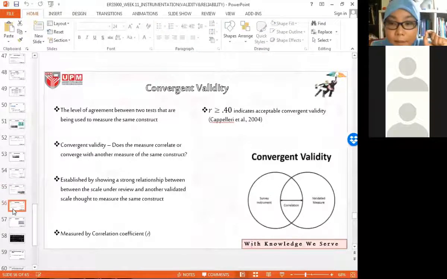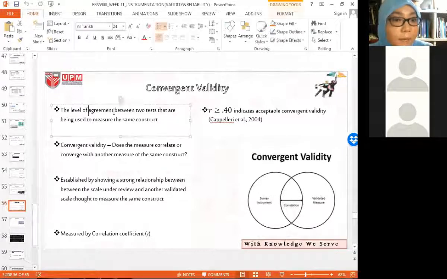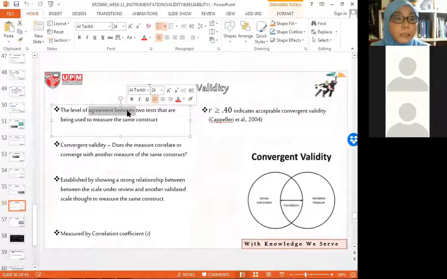Convergent validity refers to the level of agreement between two tests that are being used to measure the same construct. For example, you have two similar instruments from two different sources, two similar instruments measuring a similar thing, but for sure developed by different people. So there are certain parts of the instrument where there is agreement. Agreement means the same, similar.